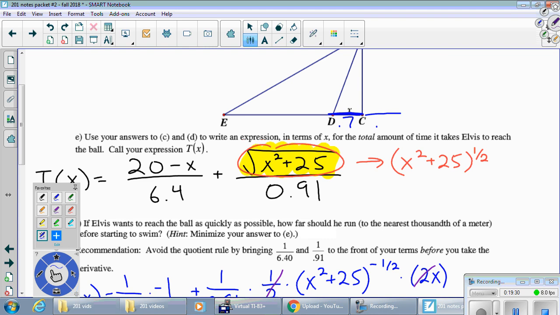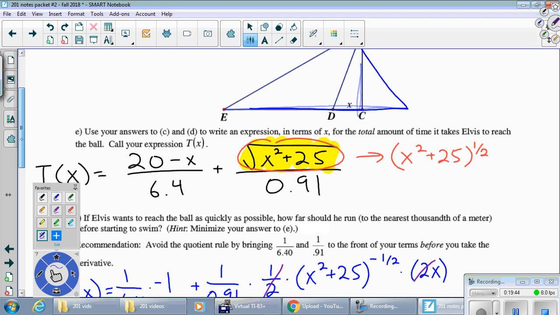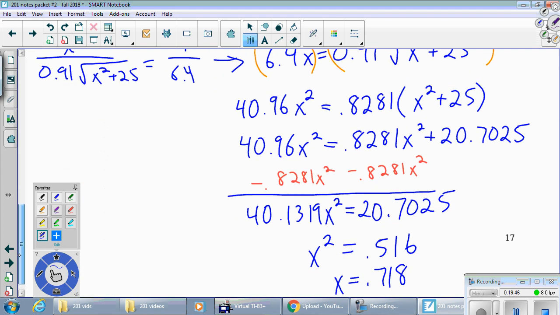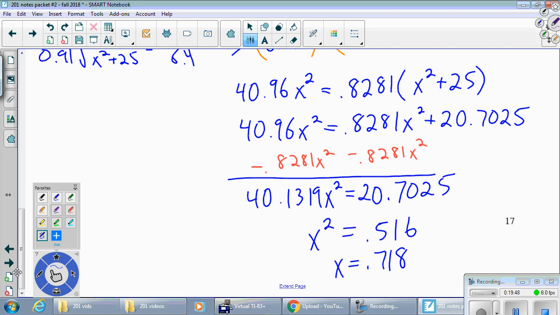Negative 0.7, I guess, would mean Elvis would run all the way past the ball and then start swimming that way, and that wouldn't make any sense. That's clearly not the optimal path to take, the shortest time path. Okay, so I think we've got our answer here.